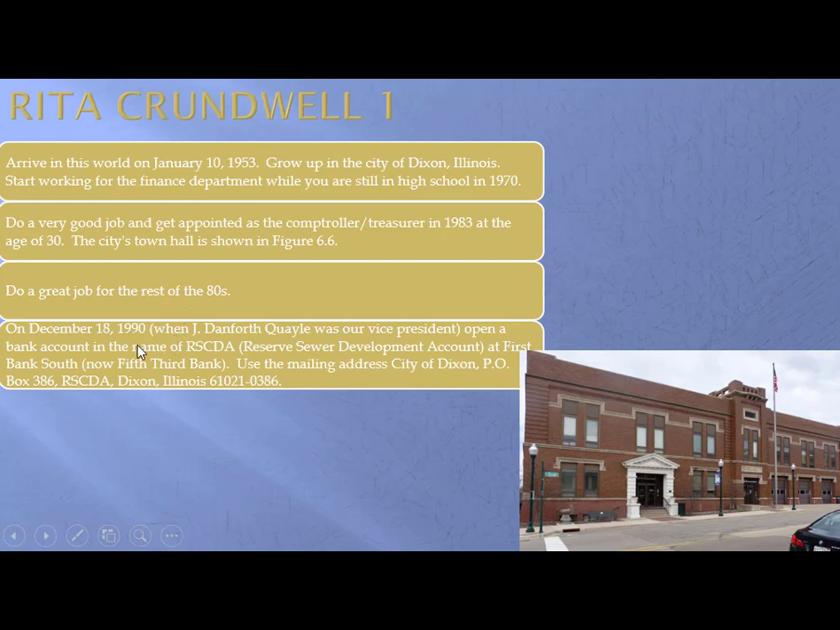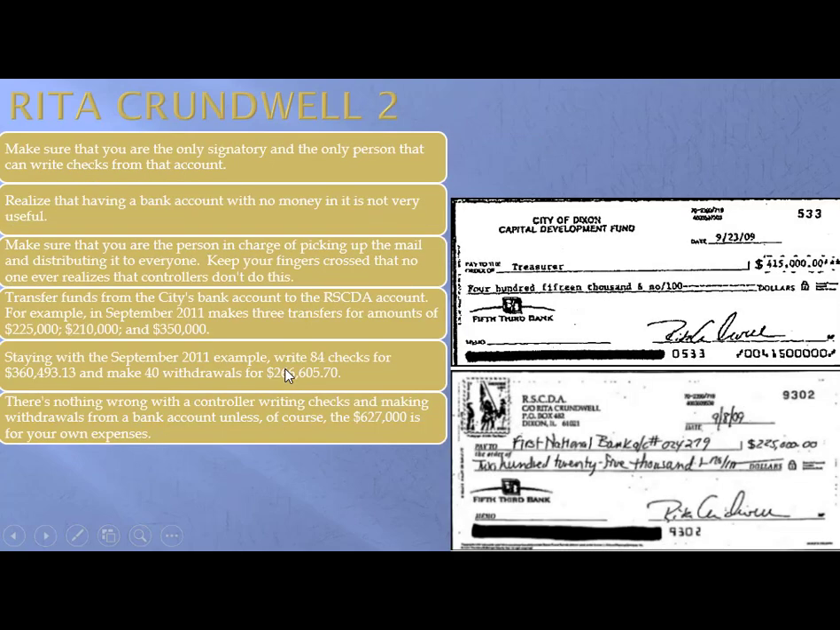On December 18th, 1990, she opened up a secret bank account in the name of the city, but which the city didn't know about. What she did then was she transferred money from the bank accounts that the city knew about to this special RSCDA account, and then she simply took money from the RSCDA account and spent it for herself. So here's a check going from the city to RSCDA. This is a check being written out of RSCDA for her personal expenses.